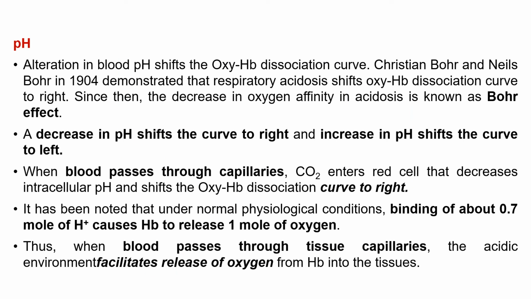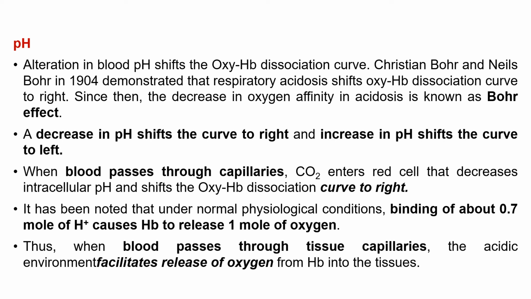pH alteration in blood pH shifts the oxygen dissociation curve. Christian Bohr and Niels Bohr in 1904 demonstrated that respiratory acidosis shifts the oxyhemoglobin dissociation curve to right. Since then, the decrease in oxygen affinity in acidosis is known as Bohr effect. A decrease in pH shifts the curve to right, and increase in pH shifts the curve to left.